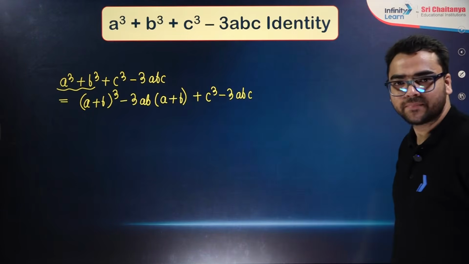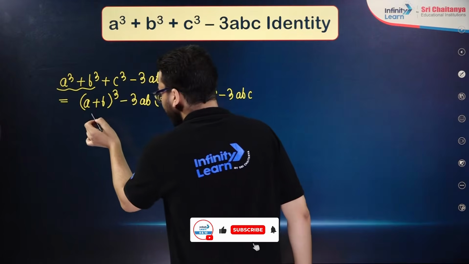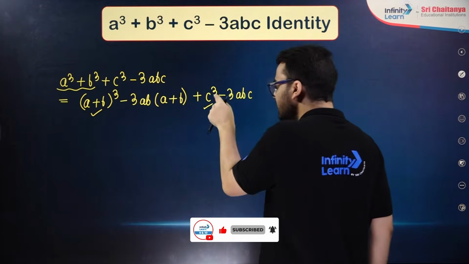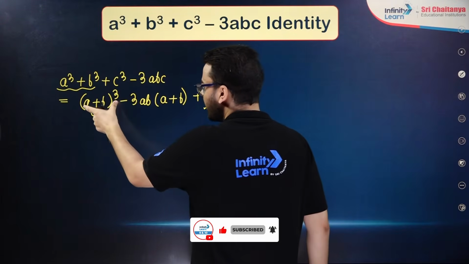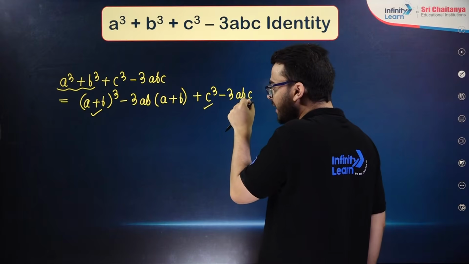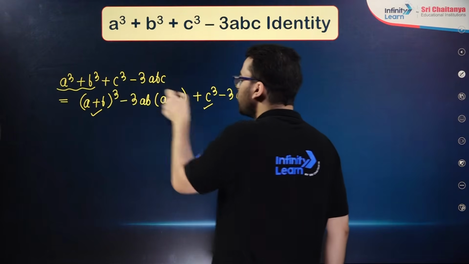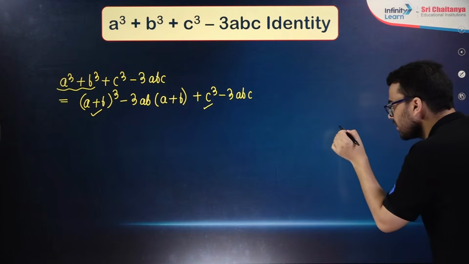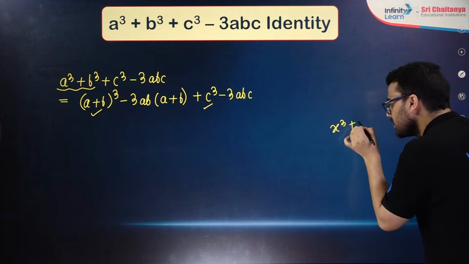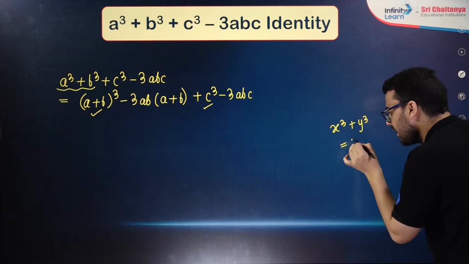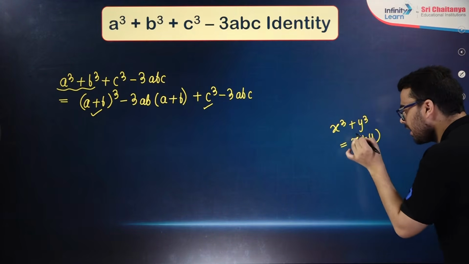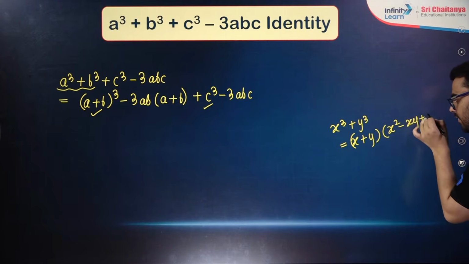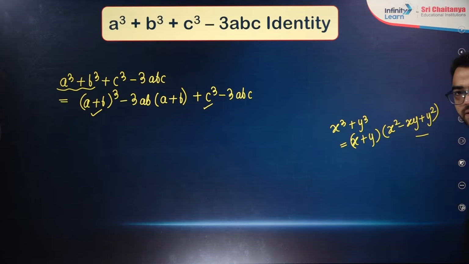I hope that's clear. Now you see, if I take these two things in one group, that is a plus b the whole cube and c cube, I can use the x cube plus y cube identity. What is x cube plus y cube? X cube plus y cube is x plus y multiplied by x square minus xy plus y square. That is the identity, right?